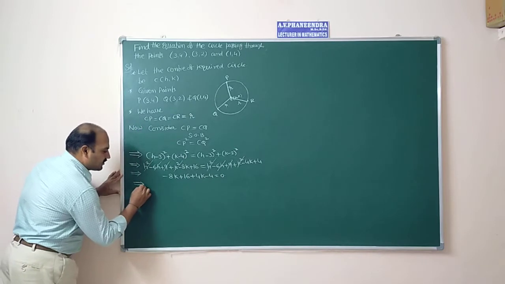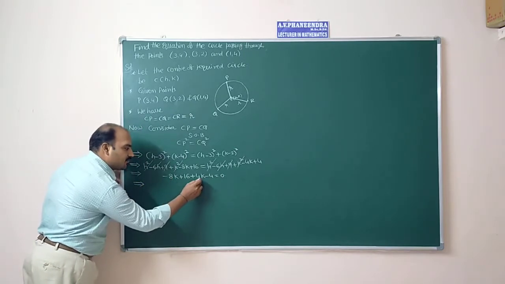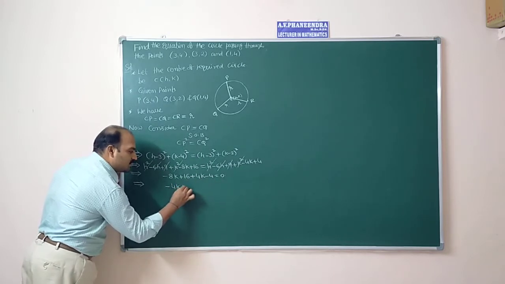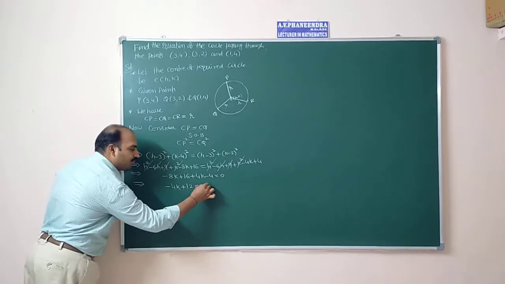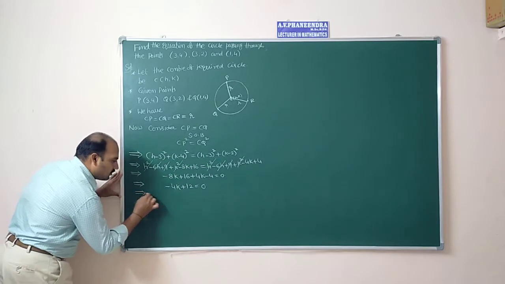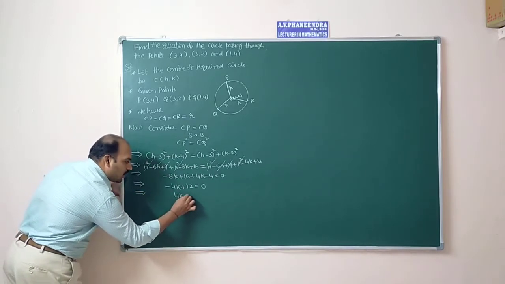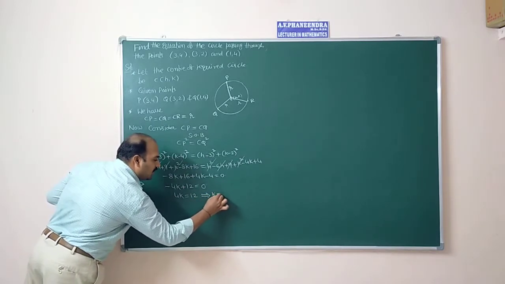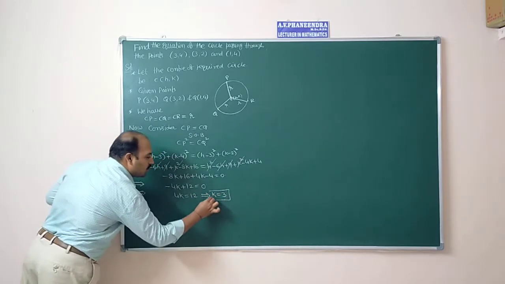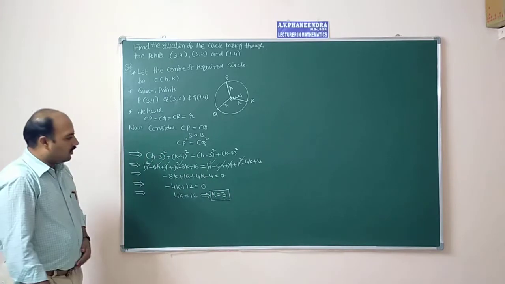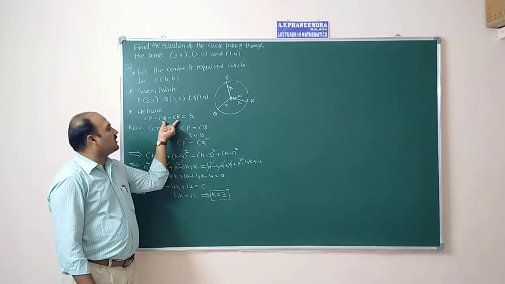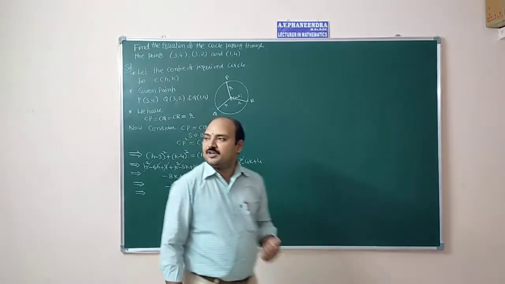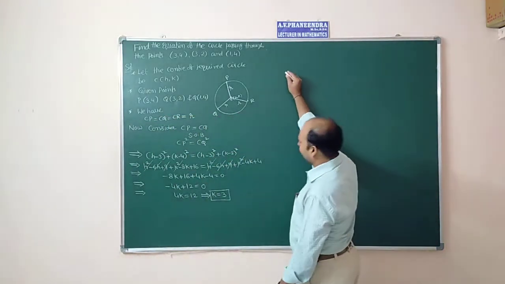That implies minus 8k plus 4k is minus 4k. 16 minus 4 is 12 equal to 0. That implies 4k equal to 12. That implies k equal to 3. You put it in a box, the value of k. Now again you have to consider either CQ equal to CR or CP equal to CR. Now I am considering CQ equal to CR.